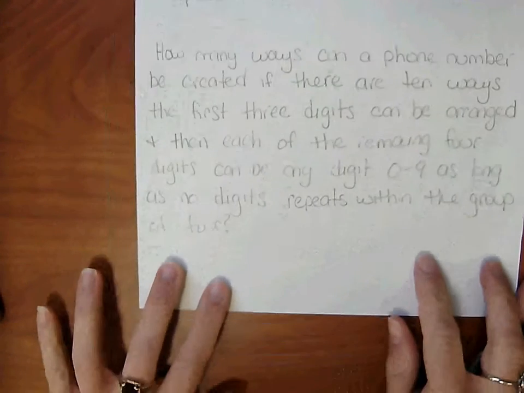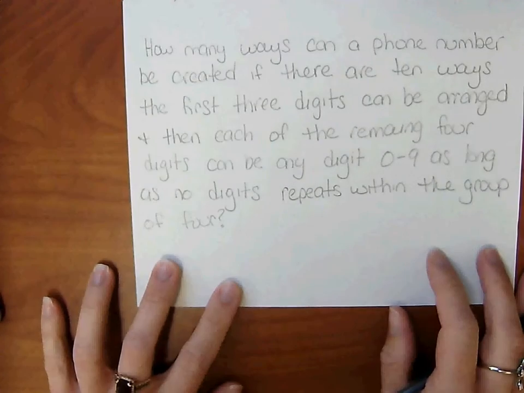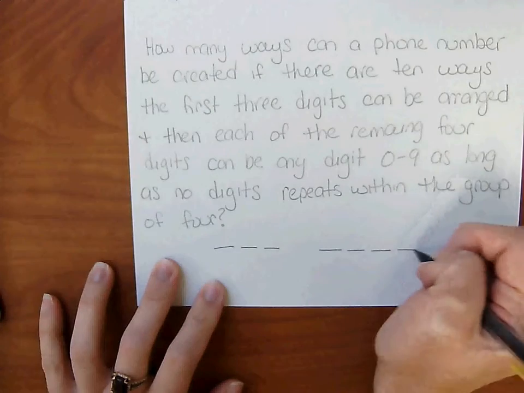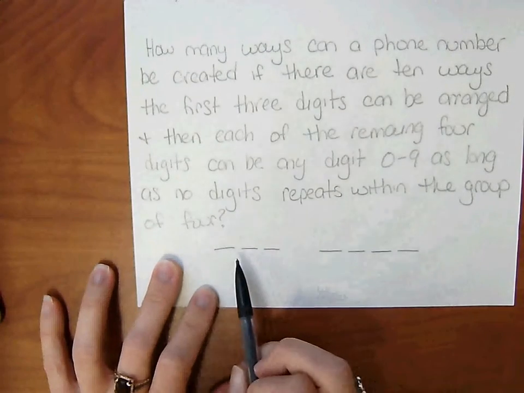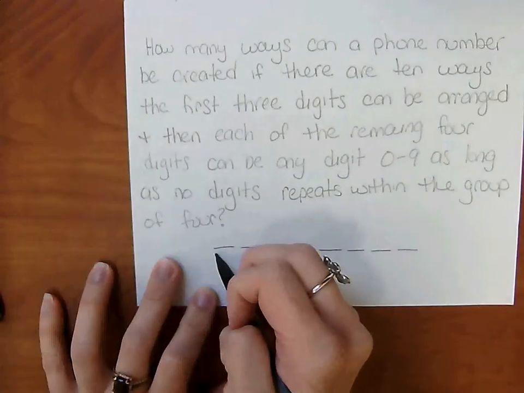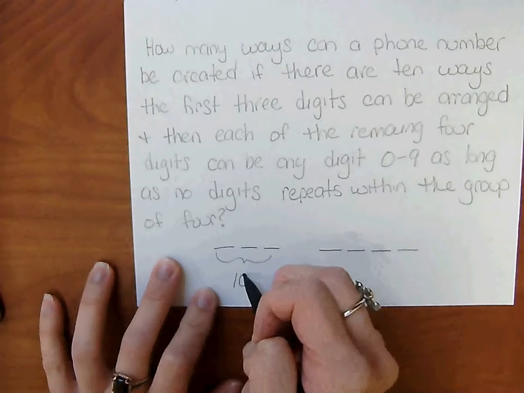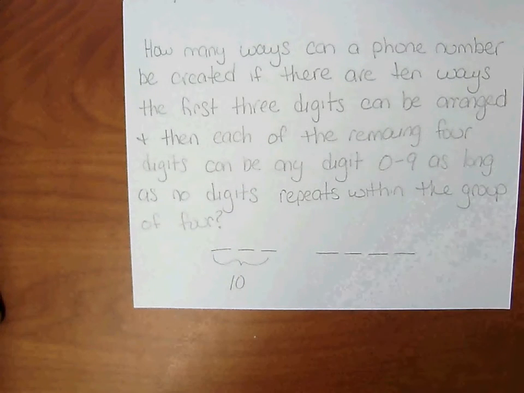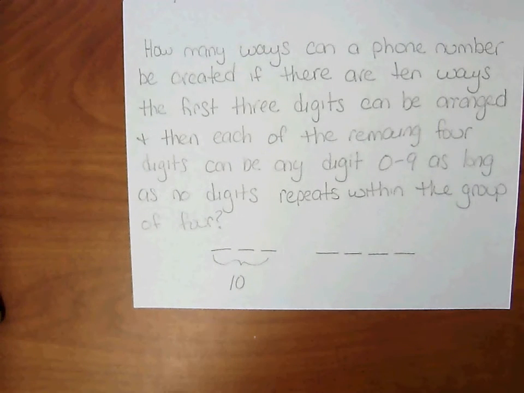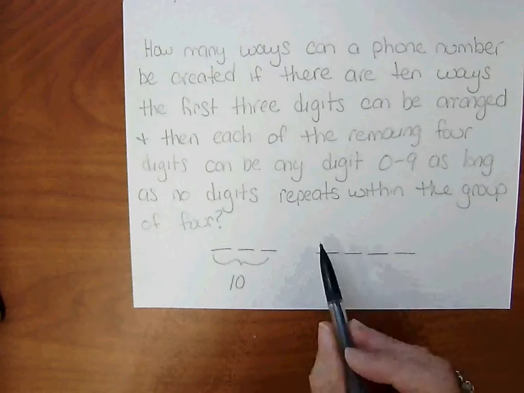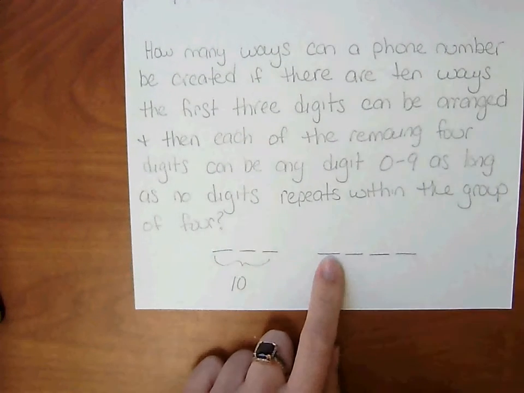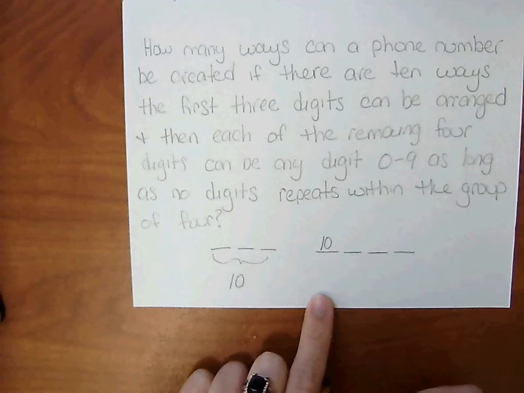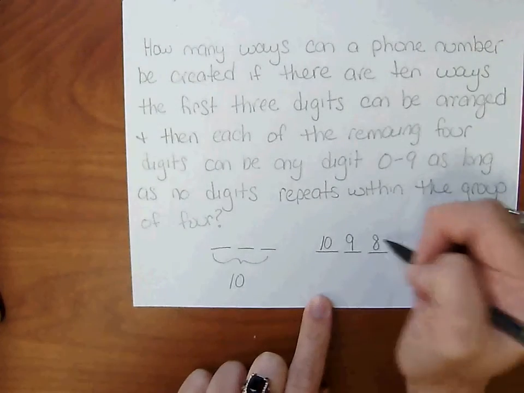So we're still going to make our spaces for the 7 digits in our phone number. But the first 3 digits can only be arranged 10 ways. So that's what that 10 is going to represent. Now, between 0 and 9, there are 10 possible numbers that we can use. And none of these digits can repeat. So for this digit, we have 10 choices. But whatever number we pick, we cannot pick it again. So 9, 8, and then 7.